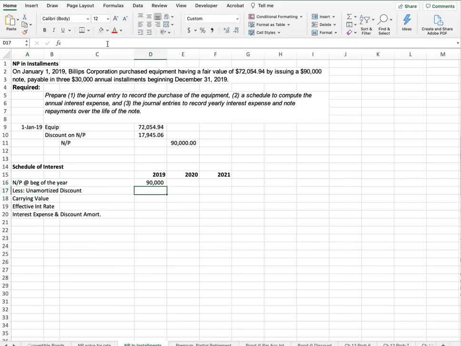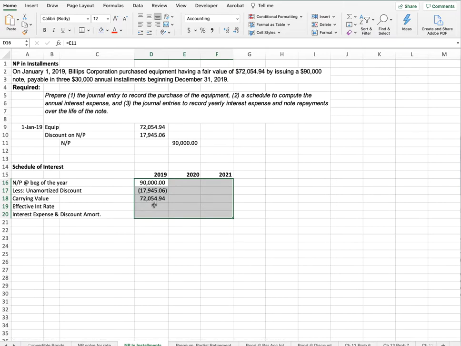So what's our unamortized discount? That is going to be equal to, right now, this discount. So we're going to say equals minus that number, that's $17,945. And if we add those together, we get a carrying value of $72,055. We go ahead and just add our 2 decimals here so it can be more accurate.